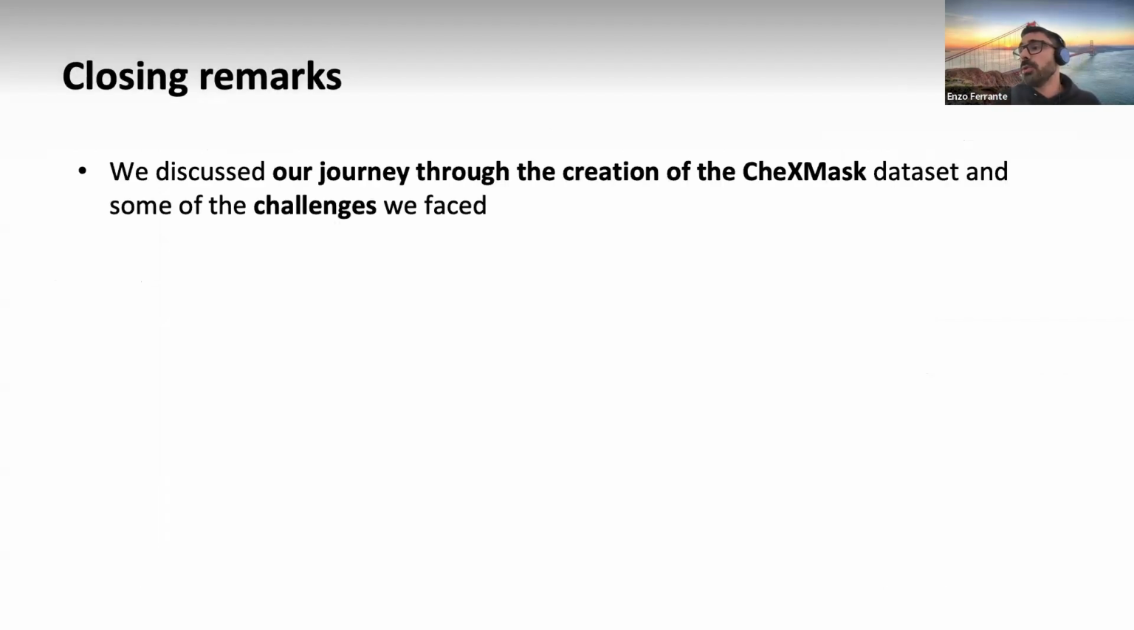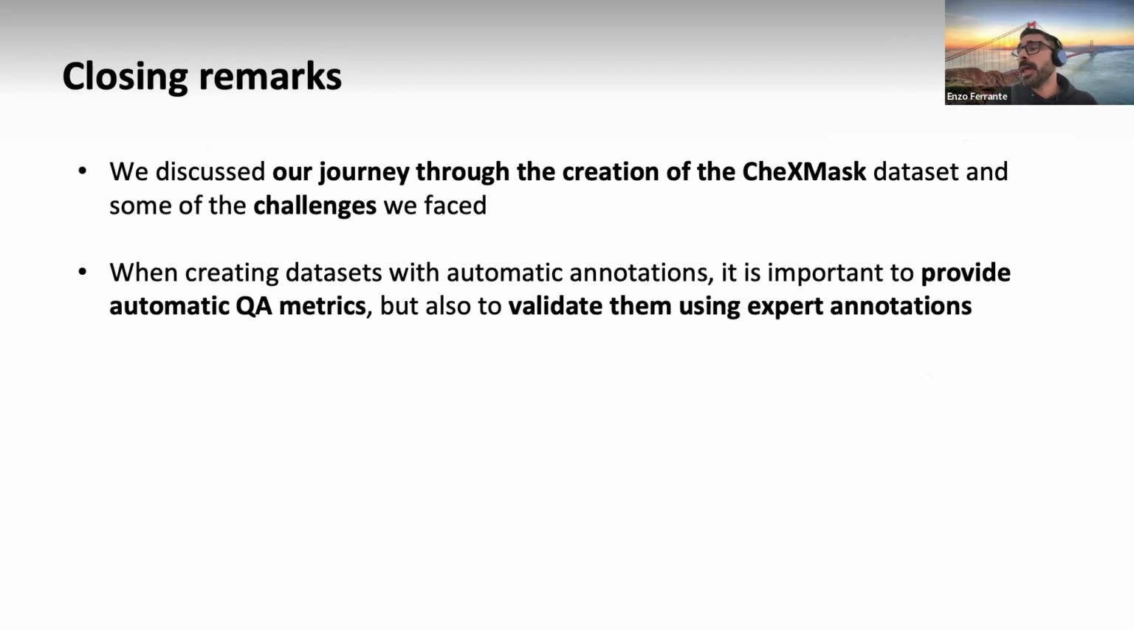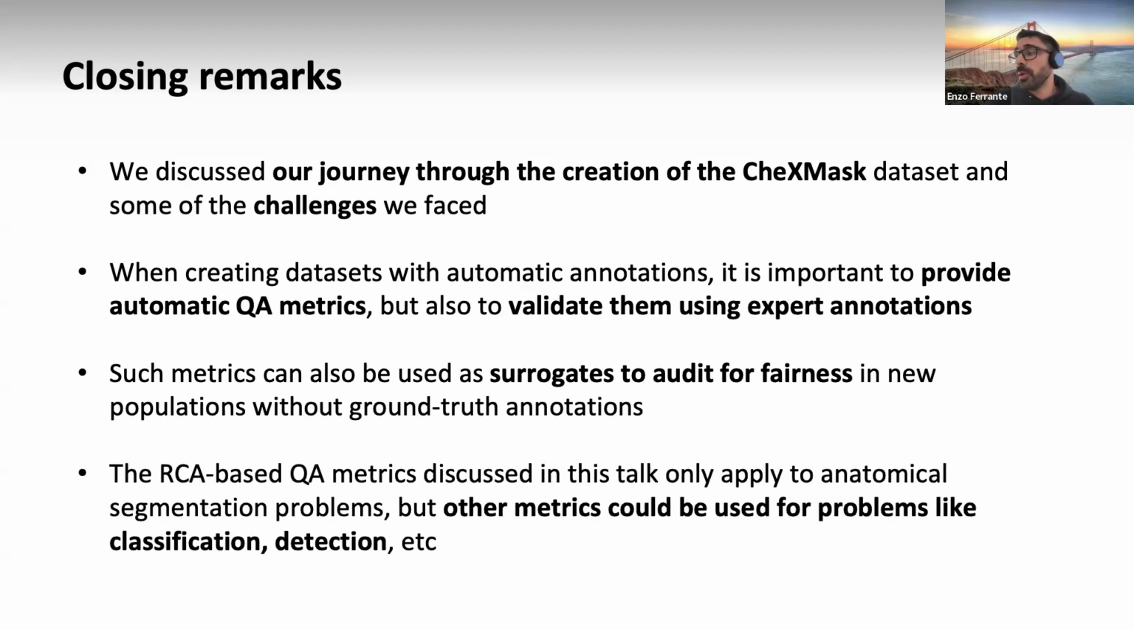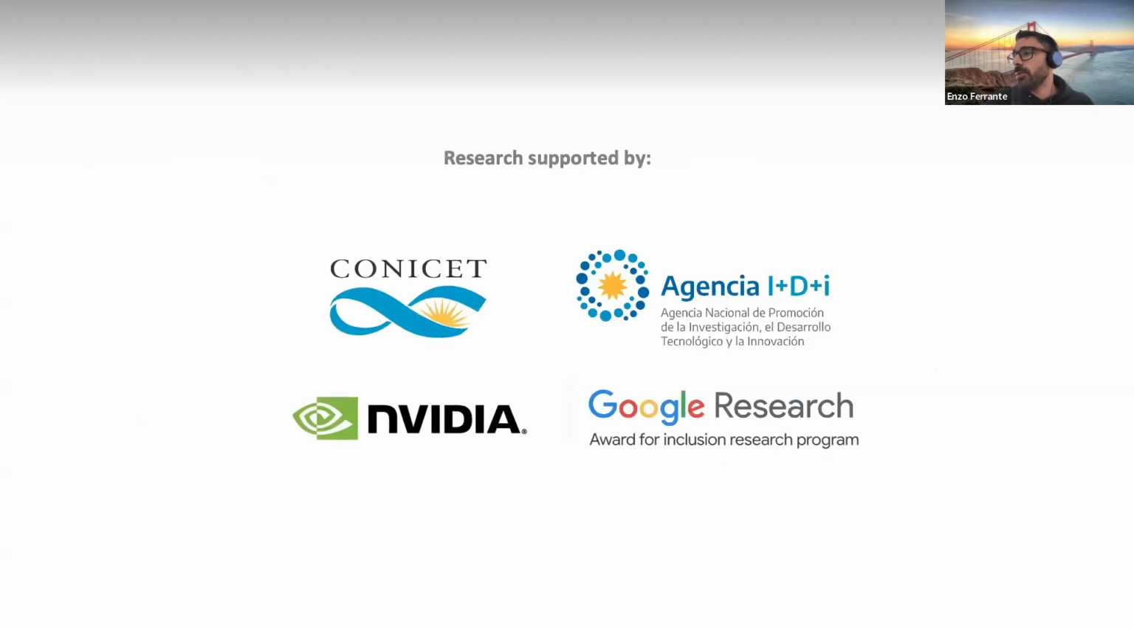So yeah, just to conclude, we discussed this journey about the creation of the CheXMask dataset, and we basically show how we could provide automatic QA metrics and validate them using expert annotations, but also automatically, okay? And these metrics we show can also be useful as surrogates to estimate fairness without ground truth. So yeah, that's all from my side.